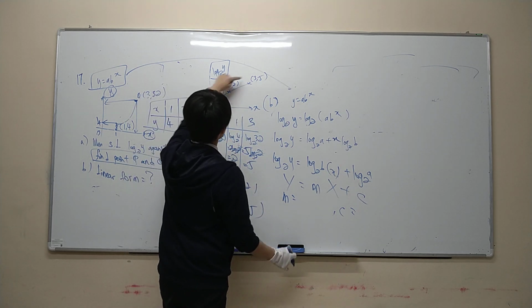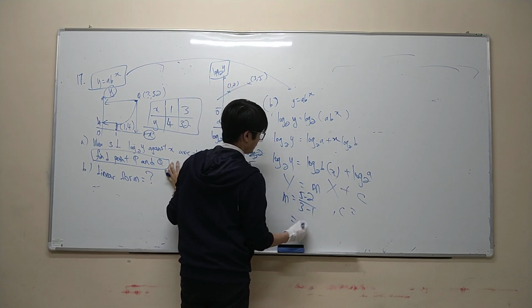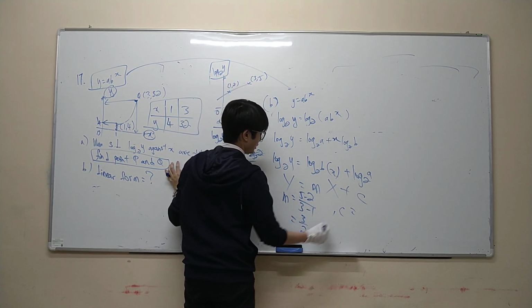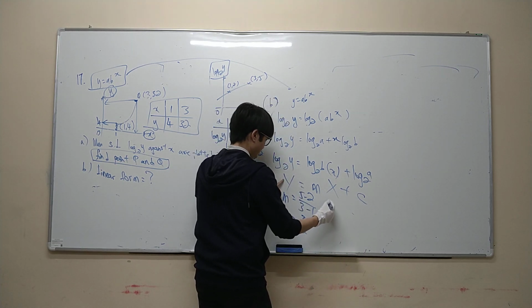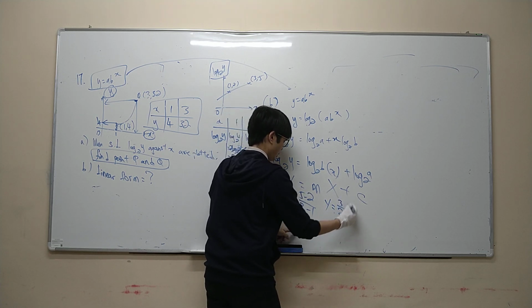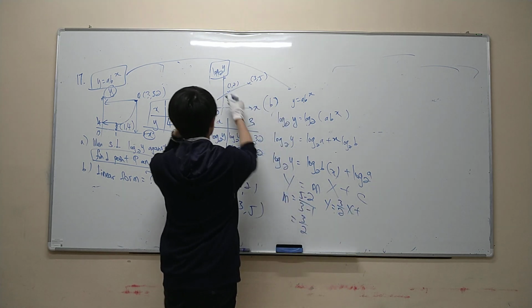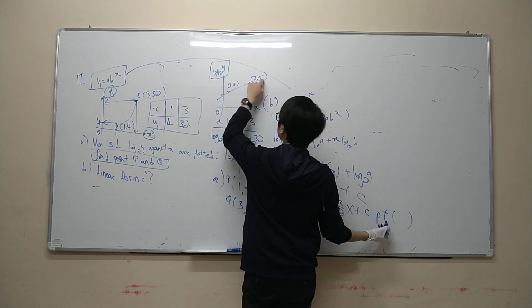So how to find the gradient? For 5 minus 2 over 3 minus 1. So it's actually 3 over 2. What's the y-intercept? Okay, the y-intercept you can just put in the equation. So what? y equals mx, so 3 over 2 x plus c. We don't have c yet, right?